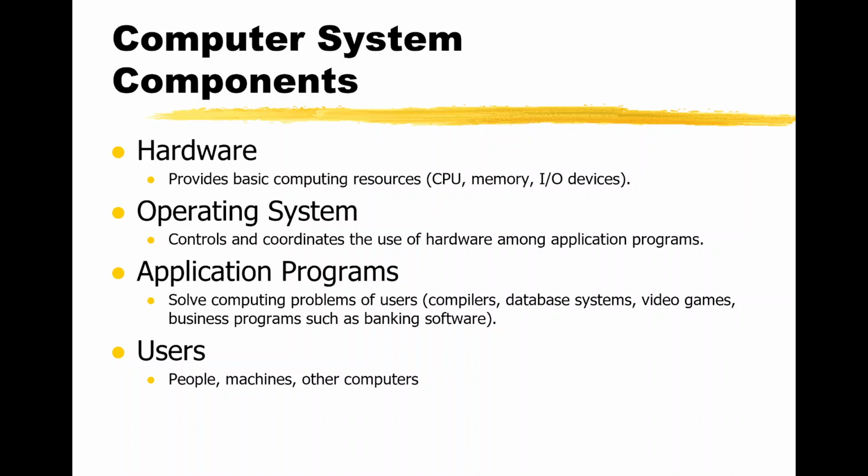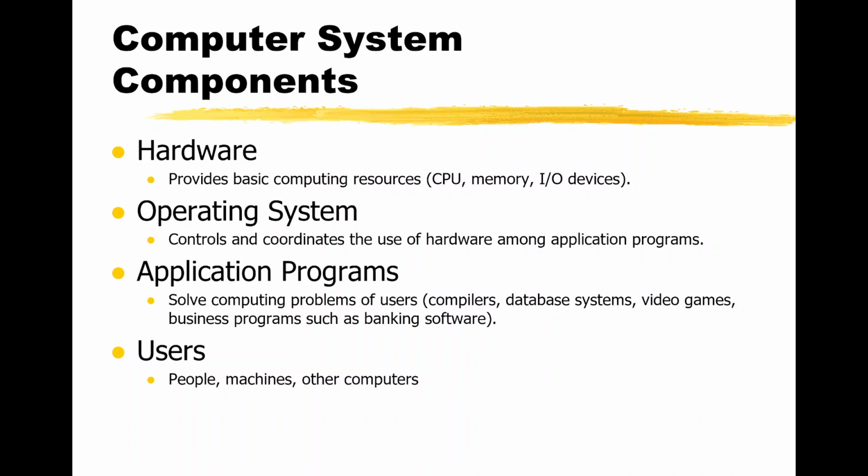Now we have different components of the computer system. We have the hardware, which provides the basic computing resources such as the central processing unit, CPU, memory, and the I/O devices. And also remember that on the hardware, we have the operating system. It controls and coordinates the use of hardware among application programs. So we also have the application programs which solve computing problems of users.